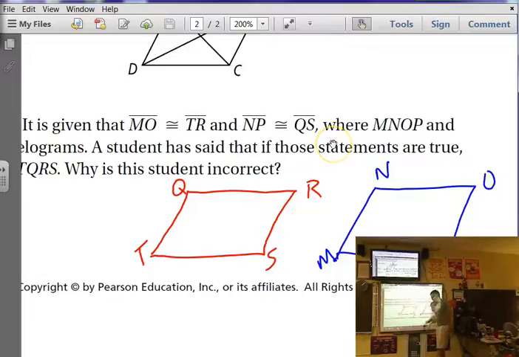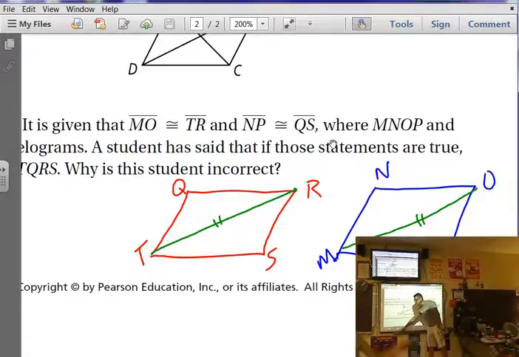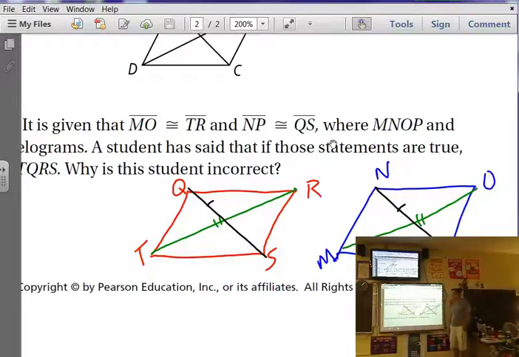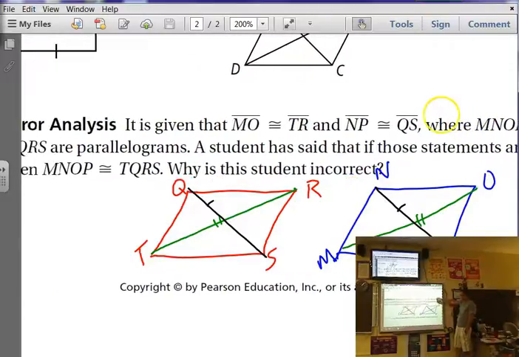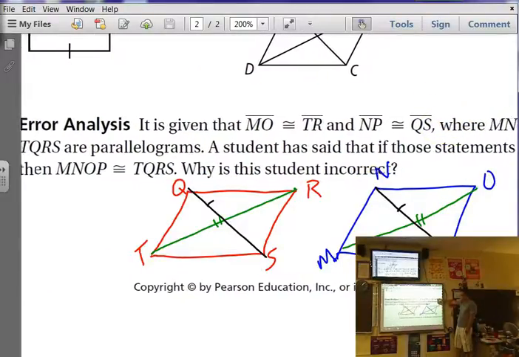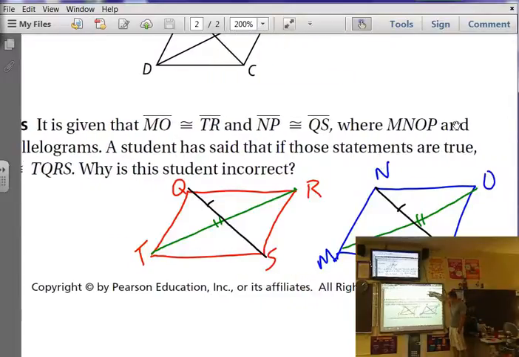TQRS. So we see MO congruent to TR. Now, I'm drawing this to look congruent, and then we're going to disprove it. Those statements are true.